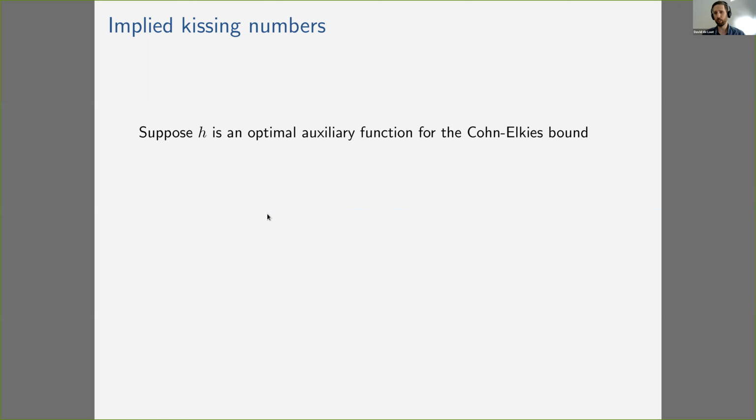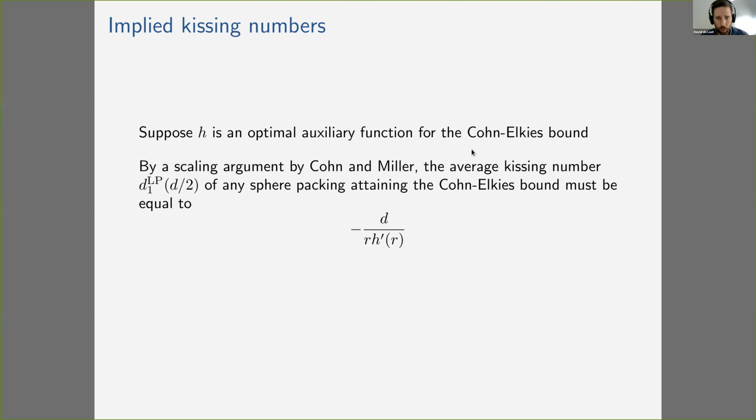Suppose H is an optimal function for the Cohn-Elkies bound. Then by a scaling argument in a paper with Cohn and Miller, the average kissing number of any sphere packing that would attain the Cohn-Elkies bound must be equal to this number. So remember, the function is going down at r. So H prime of r is a positive number. And the average kissing number of any packing attaining the bound for this optimal function H must be equal to this number. We call this the implied kissing number of the bound.